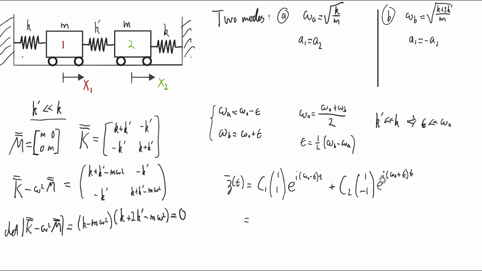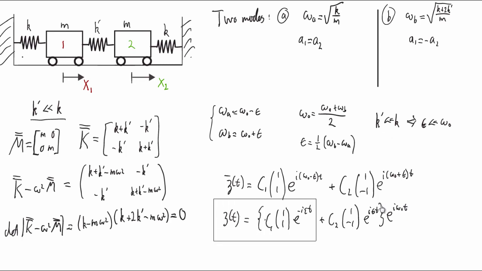And we can rewrite this, if we like, as c1 times (1, 1) times e to the minus i epsilon t, plus c2 times (1, minus 1) times e to the i epsilon t, and then times e to the i omega naught t. There. So this is now the full solution to this problem.